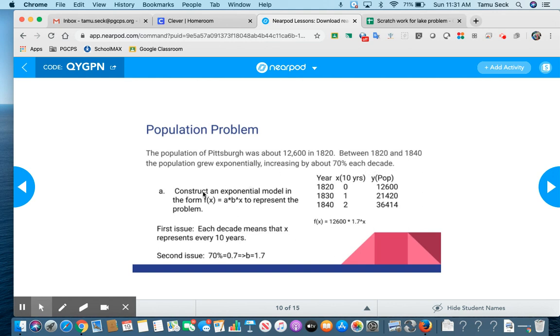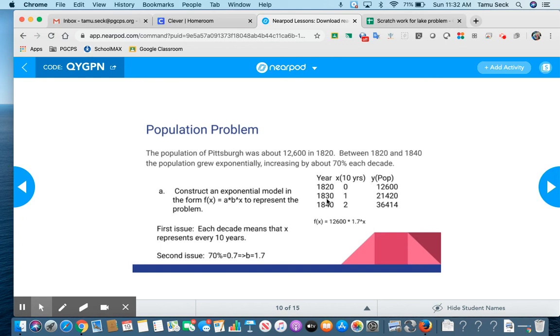Okay, it says construct an exponential model in the form of f of x is equal to a times b to the x to represent the problem. So the first thing I want to talk to you about is it says each decade. In this problem, we're not counting every year, we're counting every decade. So in 1820, that was year zero, decade zero. So the population was 12,600.